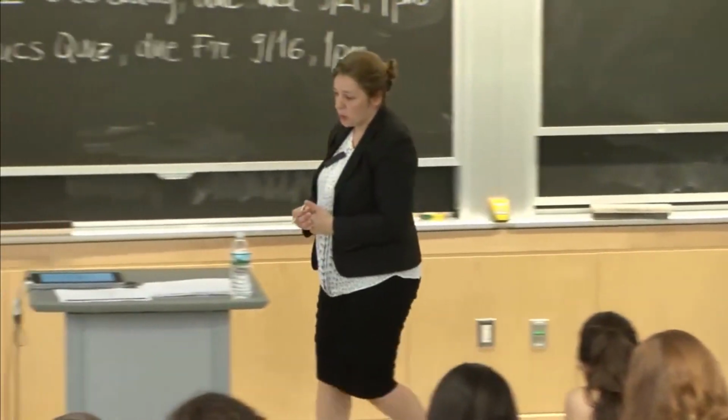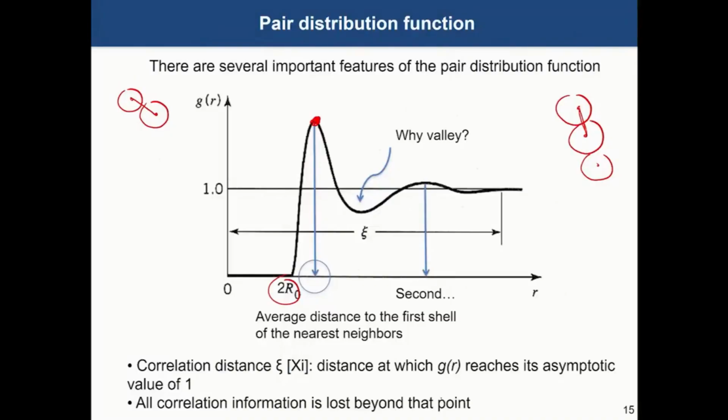Another important thing to remember here is this distance, xi. This is simply the distance where this pair distribution function reaches the value of 1. And this is the so-called correlation distance. This is the distance in the material after which there is no ordering whatsoever. You lose any information about the correlation between the atoms, right?